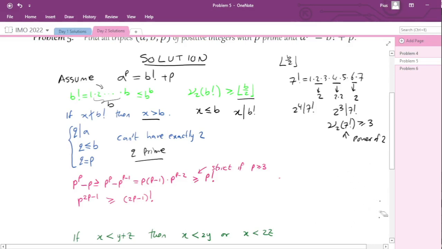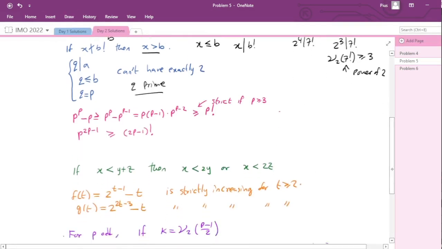Okay, so now let's move to another idea that we're making use of, which is a way of bounding or estimating some values involving factorials versus powers.